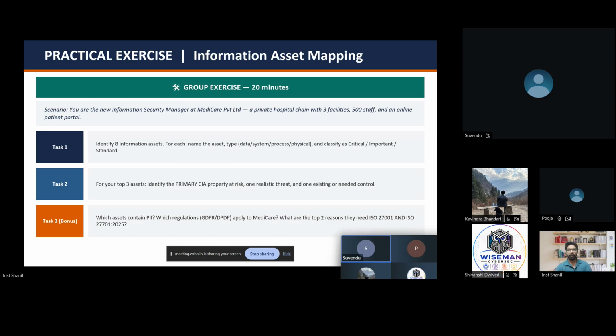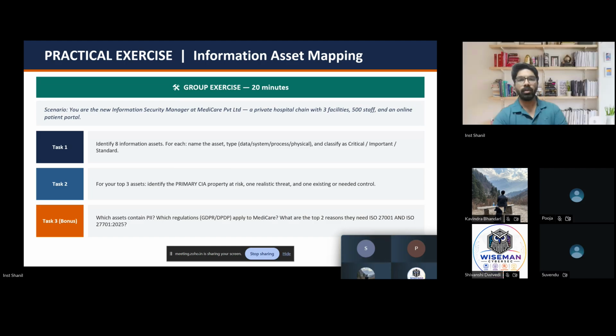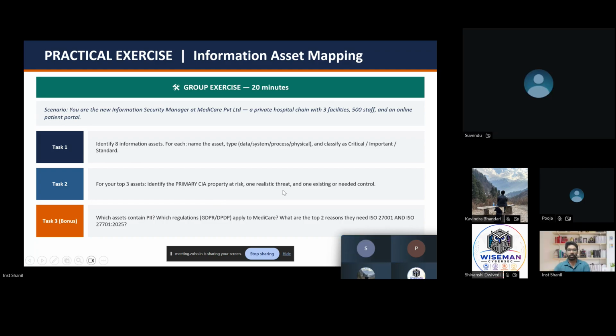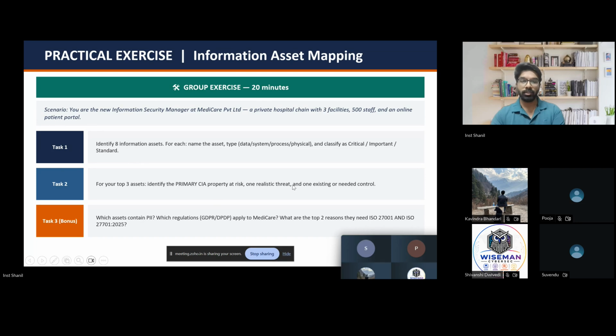Okay, let me help you. The server is basically all about availability, right? If your server is not available, you cannot access your data. So that falls under availability. What is the threat? That you are not able to access your data on the server. So that is a threat. And what control can we put? Control we shall discuss once we have studied about the controls.